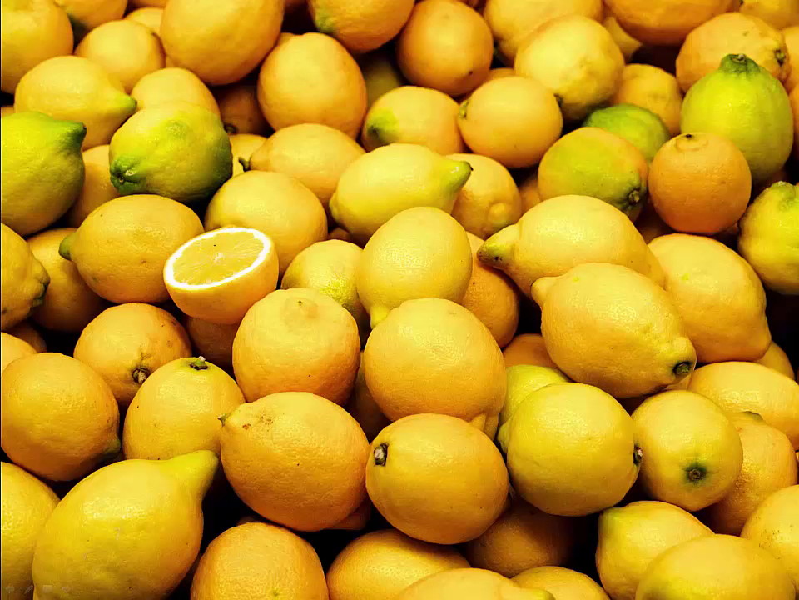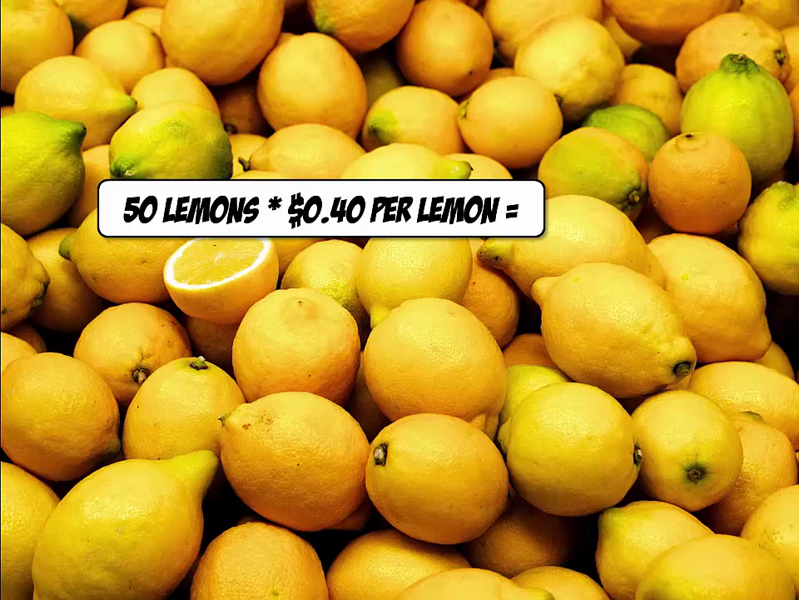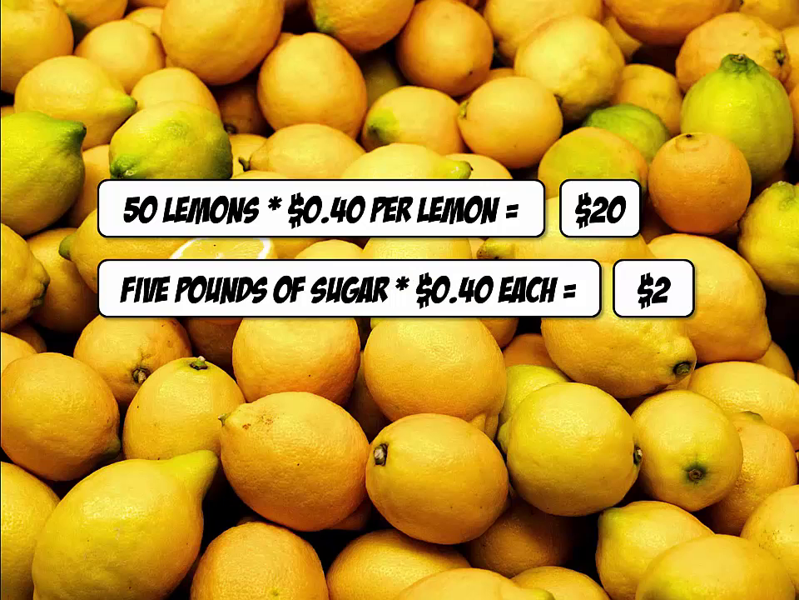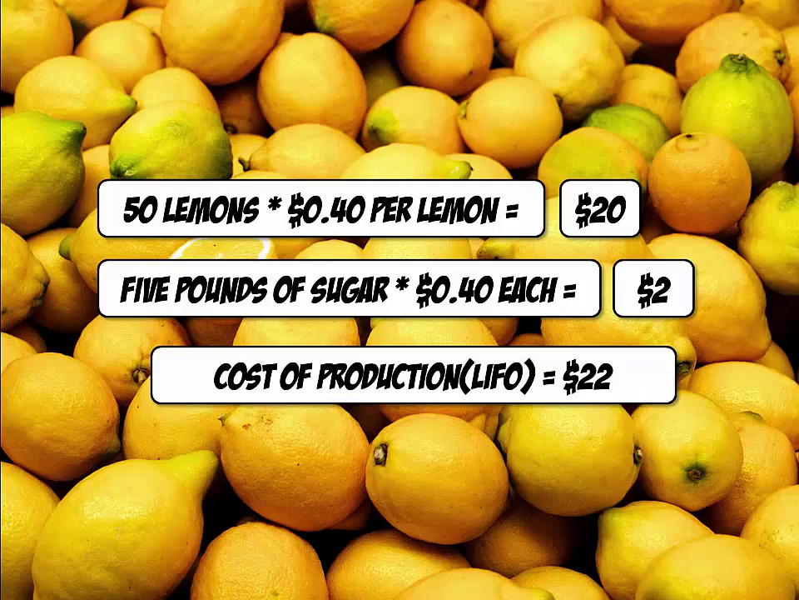If we use LIFO, we will assume for the purpose of inventory valuation that we will use the lemons that we added last first. These are the 40 cent lemons. So the cost of our goods manufactured is $20 for the 50 lemons at 40 cents per lemon and $2 for the 5 pounds of sugar at 40 cents per pound. That brings our cost of production using LIFO to $22.